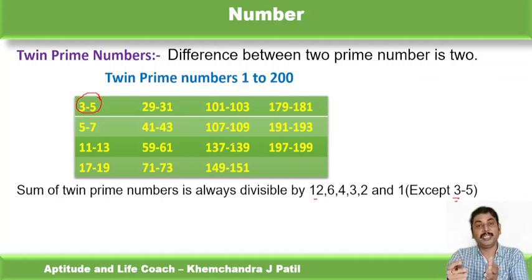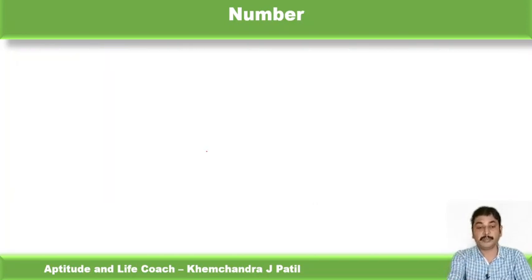Because 12 comes in the tables of 6, 4, 3, 2, 1. Let us take an example. 5 plus 7 is 12, divisible by 12. 11 plus 13, total 24. 17 and 19, total is 36. You take any twin prime numbers. I request all of you to pause the video and just add these pairs of twin prime numbers, and check whether they are divisible by 12, 6, 4, 3, 2 and 1, except 3 and 5.